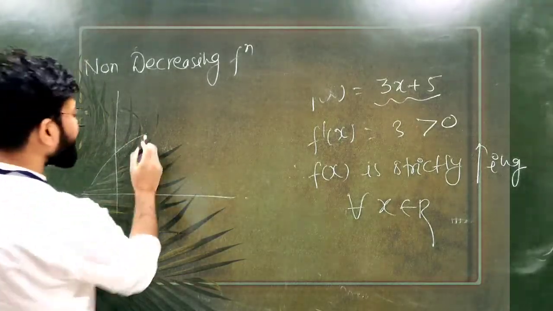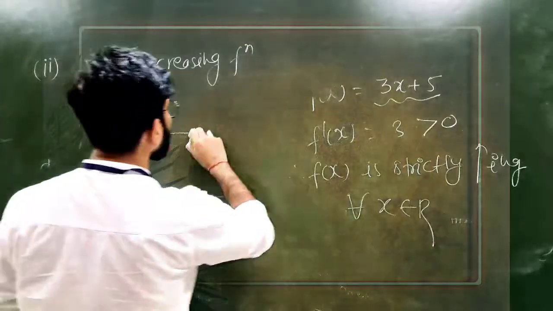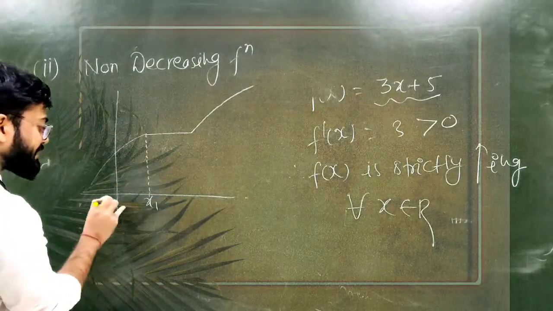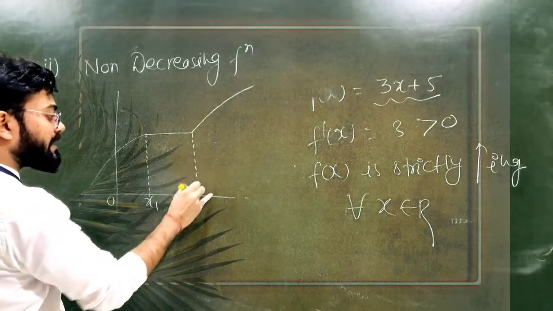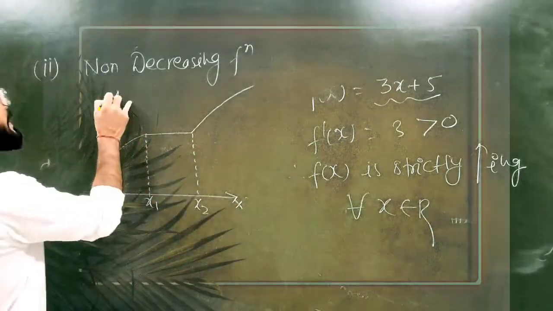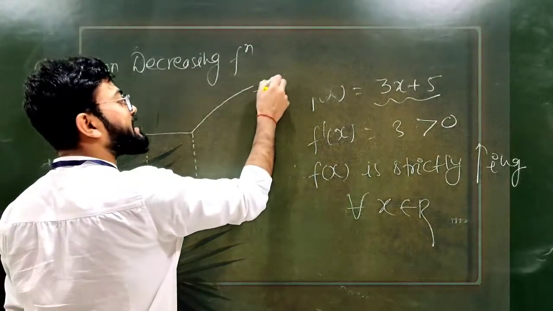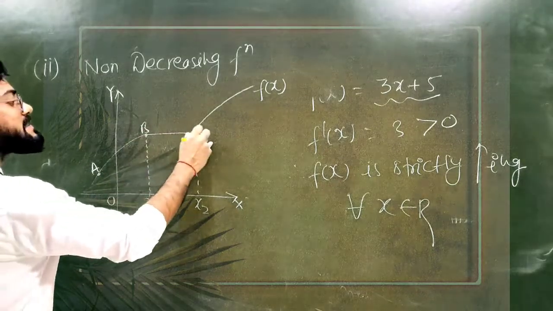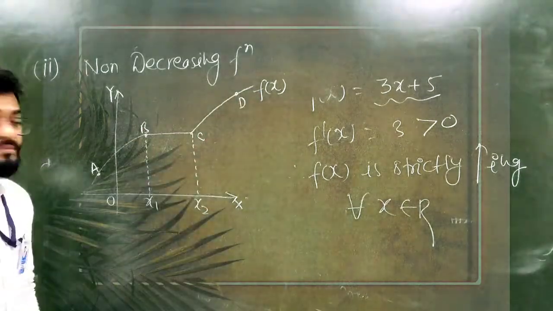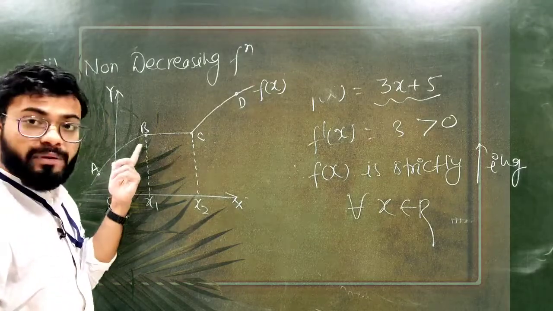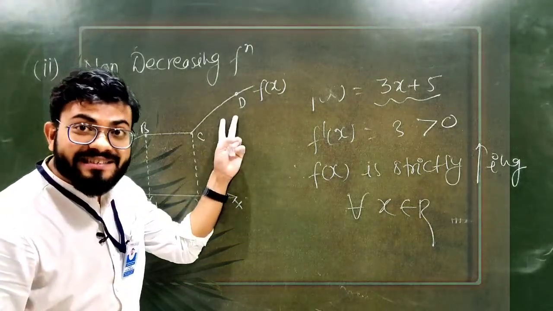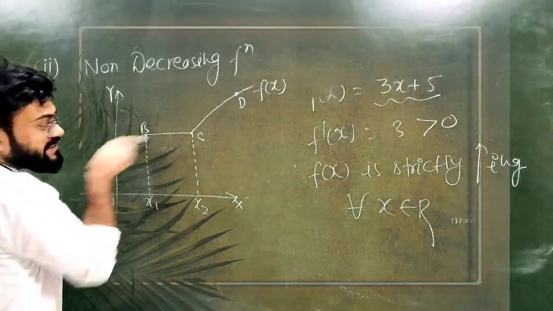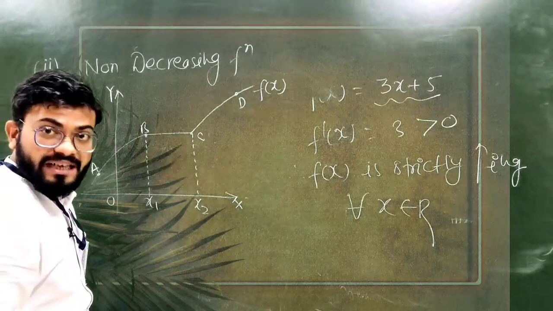This is strictly increasing. After that, constant. After that, it increases. At this particular point, let's say on the x-axis, this point is x1. This point is x2. And this is our y, and this function is fx. So let's say this is A, this is B, this is C, and this is D point. From A to B and from C to D, you can see this function is strictly increasing. But in between B to C, there is no increment of the function.